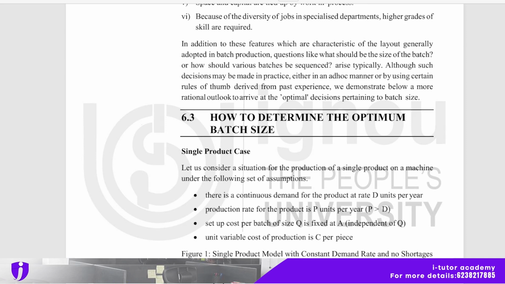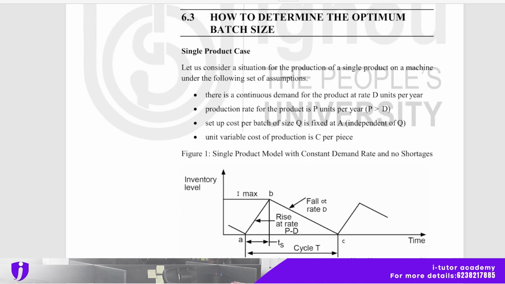In addition to these features, which are characteristic of the layout generally adopted in batch production, questions like what should be the size of the batch or how should various batches be sequenced arise typically. Although such a decision may be made in practice either in an ad hoc manner or by using certain rules of thumb derived from past experience, we demonstrate below a more rational outlook to arrive at the optimal decision pertaining to batch size. Next is how to determine the optimum batch size.